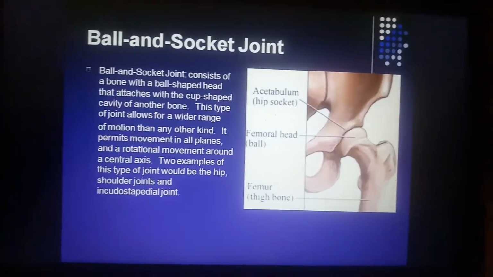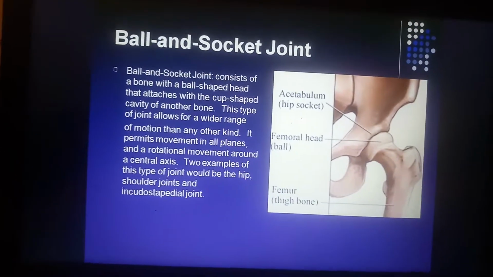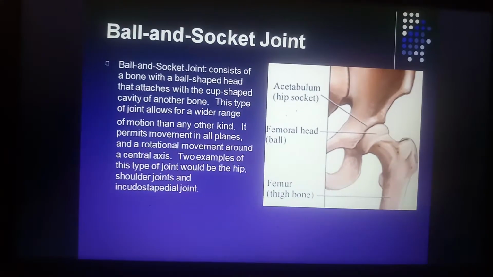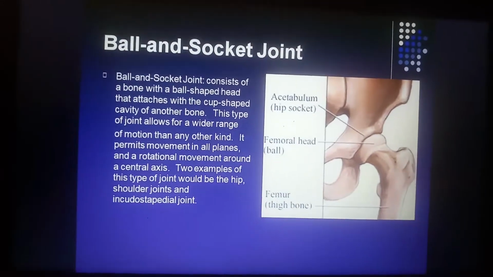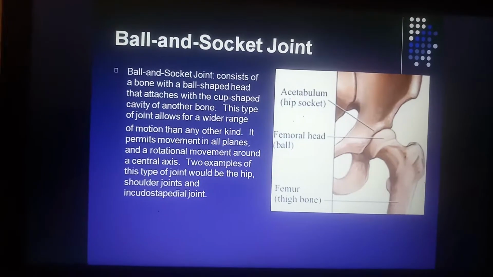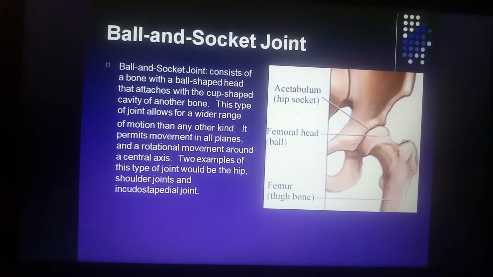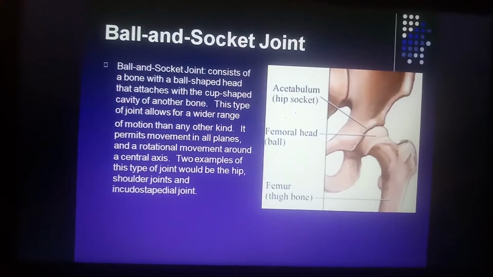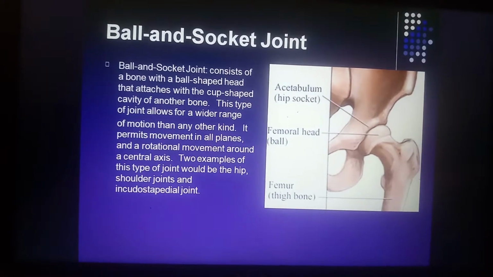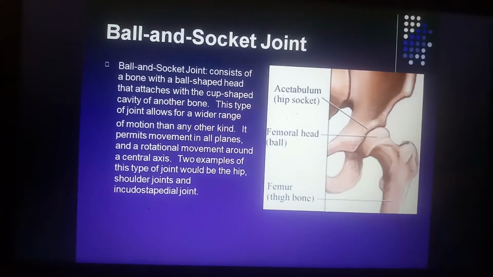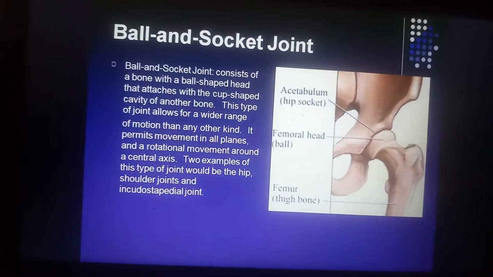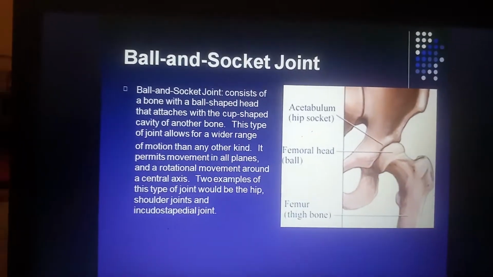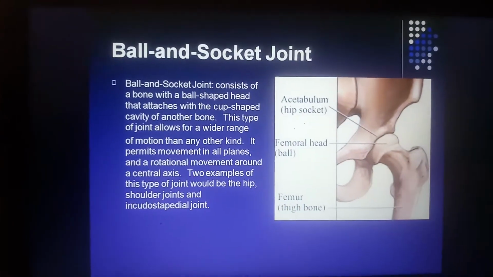There is also another example of the ball and socket joint in your body: the shoulder joint. What will happen in the case of the shoulder joint? The rounded upper end of the humerus will make a joint with the concavity of the glenoid cavity of the scapula. In this way, the shoulder joint is formed. This is also an example of the ball and socket joint.